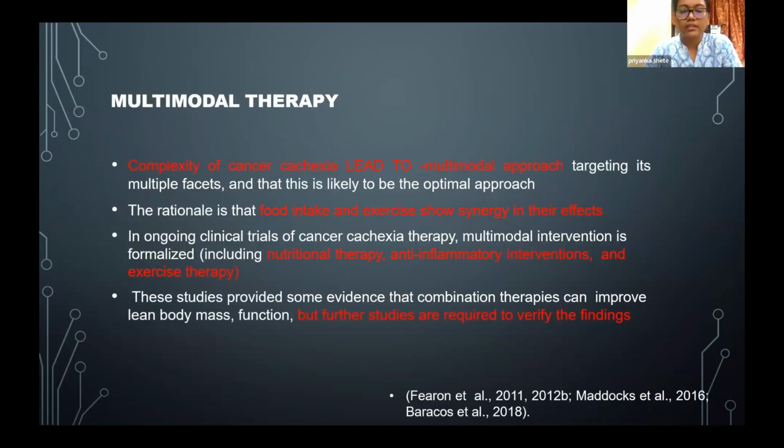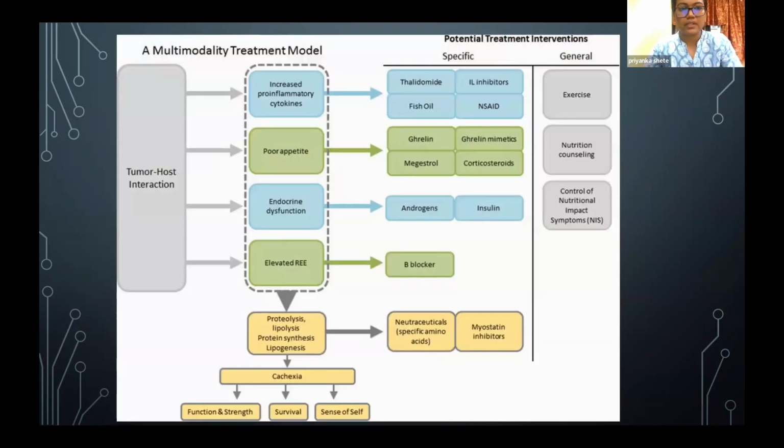Now coming to multimodal therapy. The complexity of cancer cachexia leads to a multimodal approach targeting its multiple facets, and this is likely to be the optimal approach. The rationale is that food intake and exercise show synergy in their effects. In ongoing clinical trials of cancer cachexia therapy, multimodal intervention is formalized, including nutritional therapy, anti-inflammatory interventions, and exercise therapy. These studies provided some evidence that combination therapies can improve lean body mass and function, but further studies are required to verify the findings.